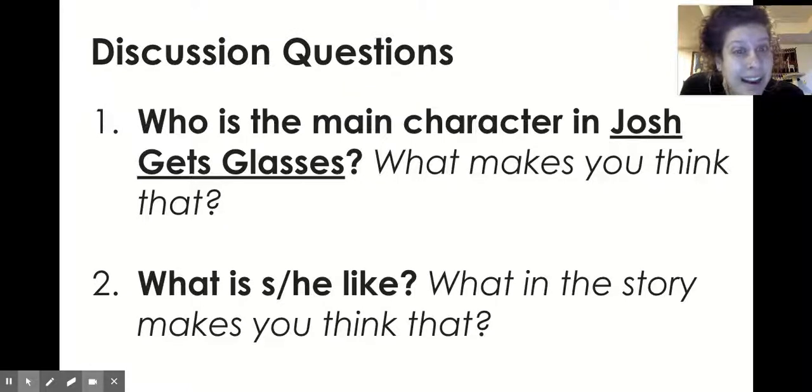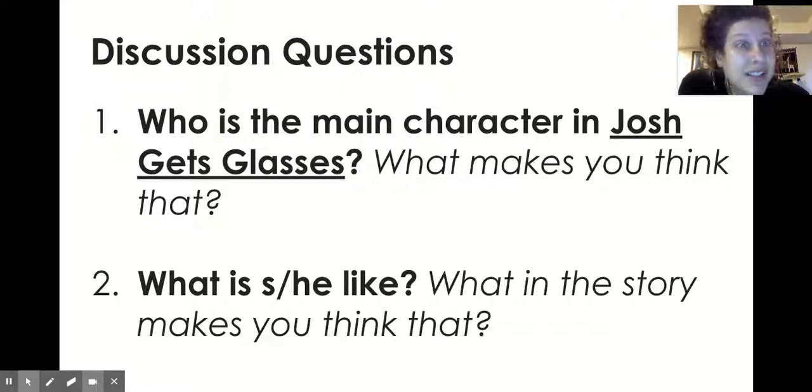Because at the beginning of the story, I'm using my evidence now. At the beginning of the story, Josh tells the eye doctor he doesn't want to get glasses because he's nervous that he'll look funny or he'll look silly. That shows me he's nervous. I also know that Josh changes. And at the end of the story, Josh gets excited about his new glasses. So a word I would use to describe Josh might be trusting.